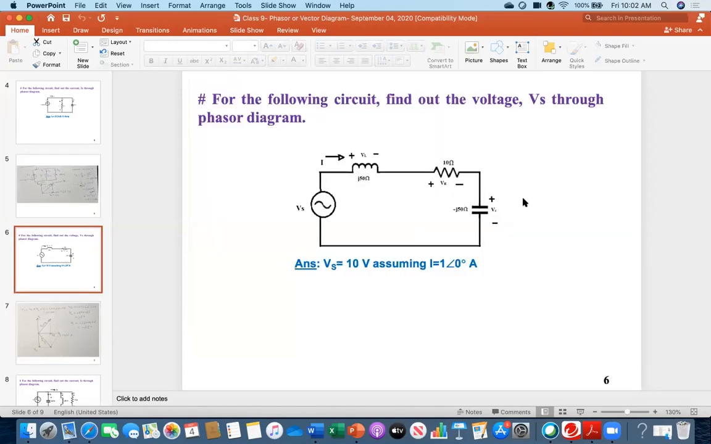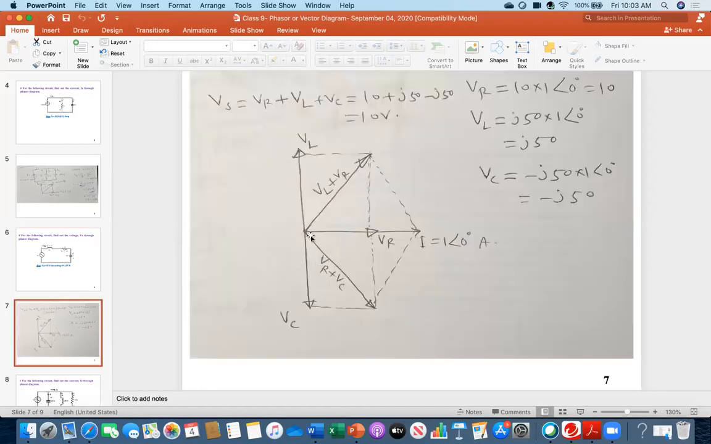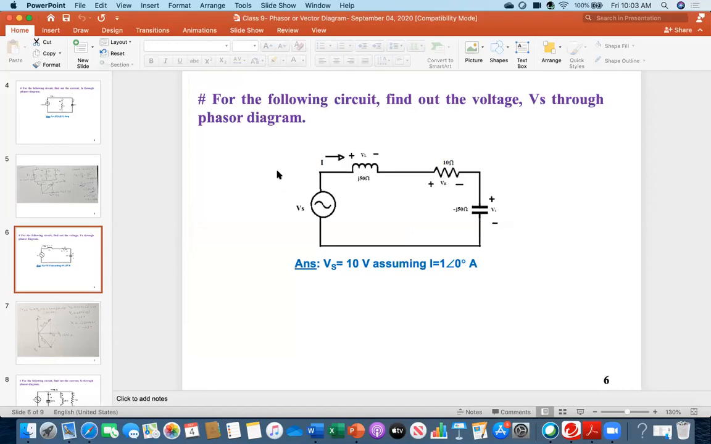Now, how about capacitor? In case of capacitor, current leads voltage by 90 degrees, or voltage lags current by 90 degrees. That's why VC will be downward at 90 degrees. So now everybody see, we got all points. We got current, we got VR, we got VL, and downward we got VC. Now what was the question? The question is find out VS. This means the total voltage.